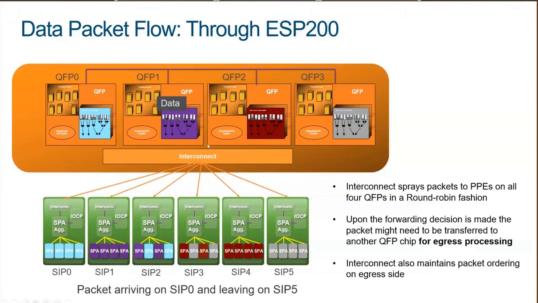When the packet is processed, a forwarding decision is made, and after that it will move to another QFP chip for egress processing. So the ingress packet is processed. Now egress processing has to take place, so it shifted from QFP1 to QFP3. Here the egress processing will be done, and after that it will be sent again to the interconnect, and through the ESI links to the egress interface, in this case SIP5, and out of the corresponding SPA. So this is how packet flow happens on the ESP module.